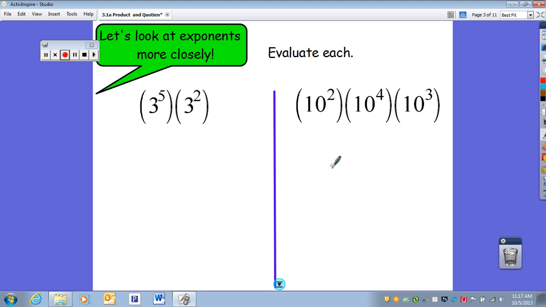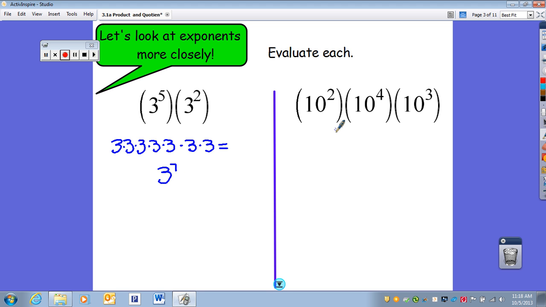Let's look more closely at some exponents. So if we have 3 to the 5th power times 3 to the 2nd power, and we were going to expand those, remember that this would be 3 times itself 5 times, and then 3 times itself 2 times. So if we write that out in expanded form, we would have 7 3's. So we can simplify that, and that would be 3, and since there are 7 of them, it would be 3 to the 7th power.